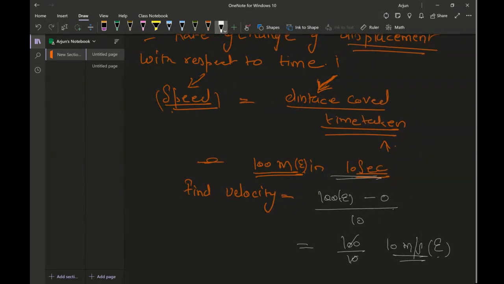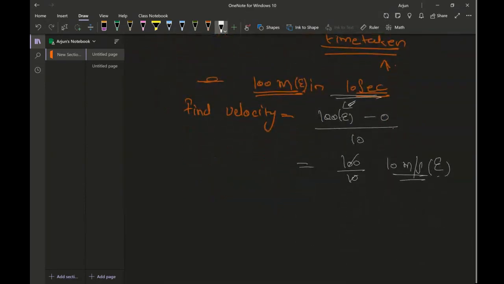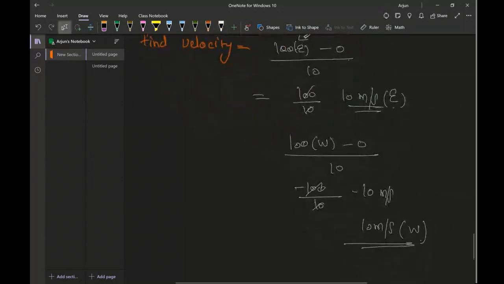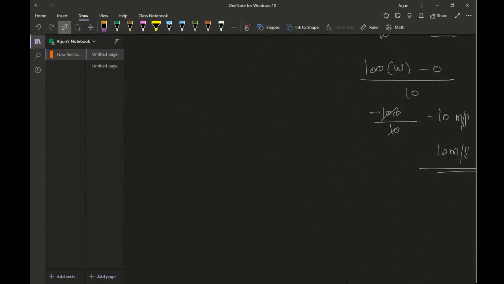This number comes out to be positive, so thus it is in east. If this was not east, it was west, I would have written 100 west minus 0 divided by 10, and minus 100 divided by 10. That's going to give you negative 10 meters per second, and I can write it as 10 meters per second in the west direction. So that's how we will approach the velocity question.